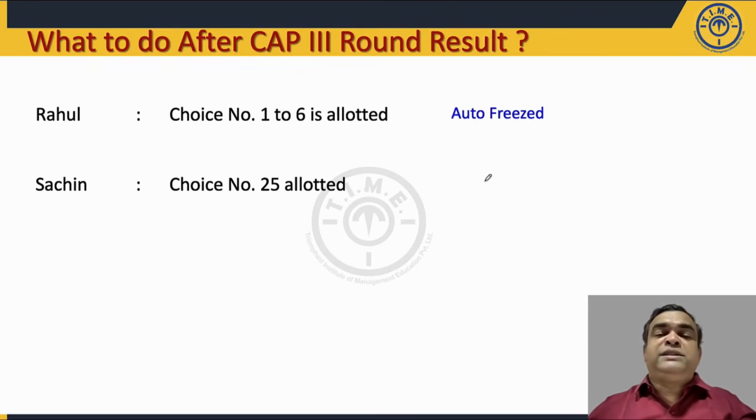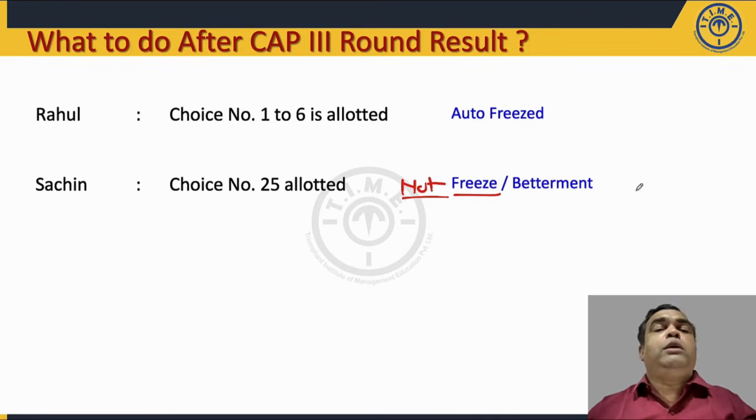then I will suggest Sachin to go for a not freeze option. This is the not freeze option or betterment option. In that case, Sachin has to pay that 1000 rupees to say that, okay, I'm interested in this college number 25. Now, I will suggest you say no action only if you're not interested in that college at all. Otherwise, you always take a not freeze option. Worst case, you'll lose your 1000 rupees.